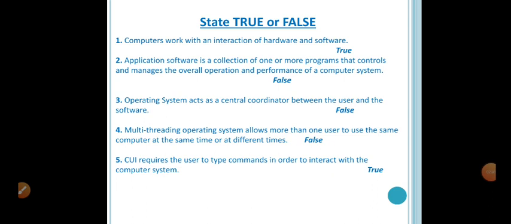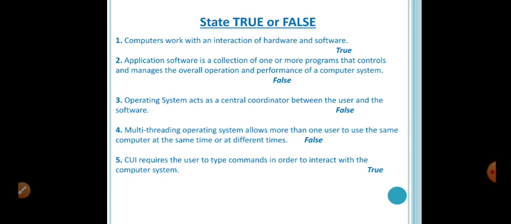So you have to do according to that what I have said right now. Next one is true or false. Computers work with an interaction of hardware and software. This is true. Next, application software is a collection of one or more programs that controls and manages the overall operation and performance of a computer system. It is false. In place of application software, it should be system software.